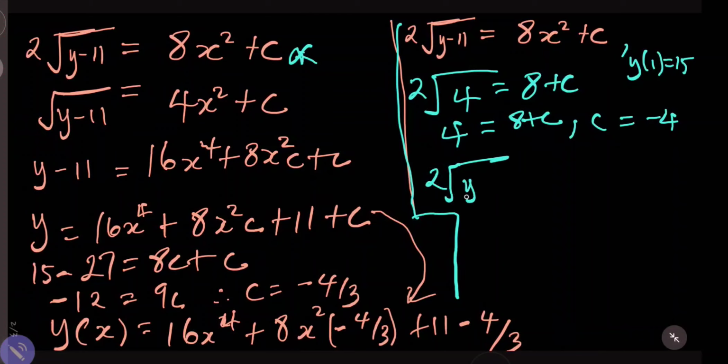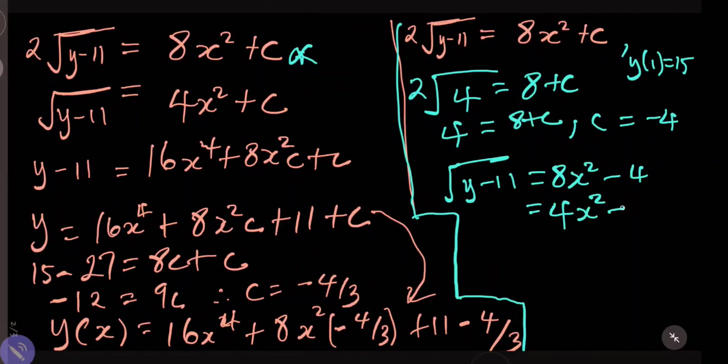2y minus 11 equals 8x squared minus 4. So we are going to do the rest of the process just the exact same way. To remove this, I'm going to divide both sides by 2. So dividing both sides by 2, this leaves, and 8 divided by 2 is 4x squared minus 2. So I'm just going to replace this with 4x squared minus 2.